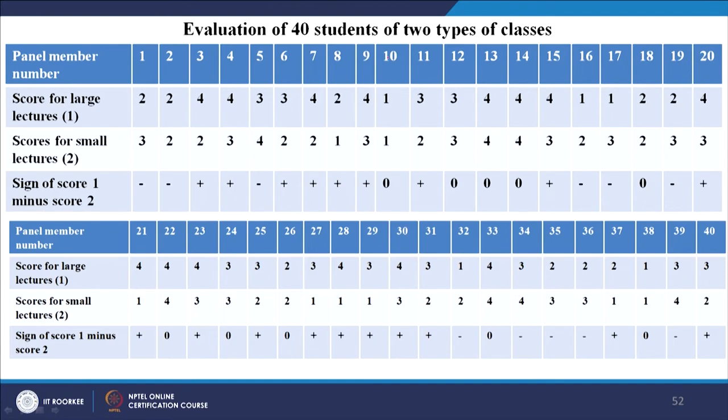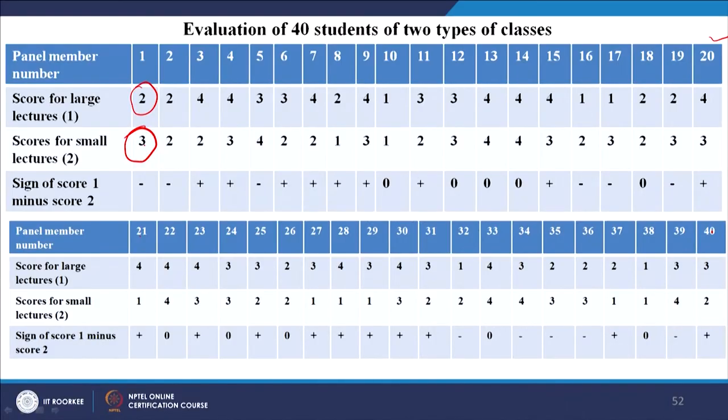So, 1, 2, 3, 4 up to 20 you can see here, then 21, 22 goes up to 40 here. In the first case, the student gives the large lecture a score of 2, and the small lecture a score of 3. The large lectures were being taken by the professor. Now, the graduate assistants are taking only a few students, maybe 5 or 10 in small sections, so maybe they are able to focus on them one to one, individually. So, maybe the students like them.